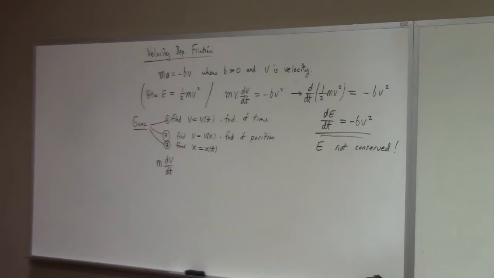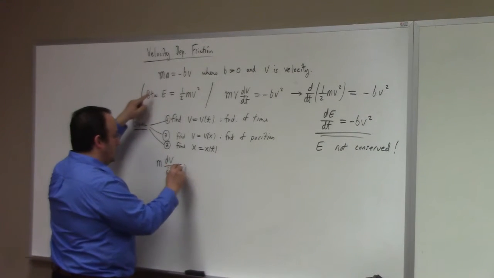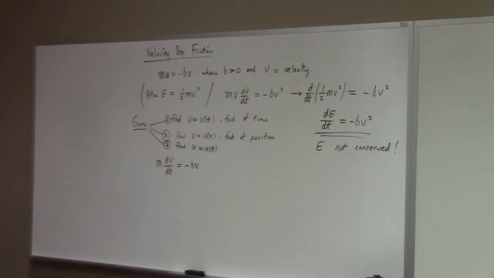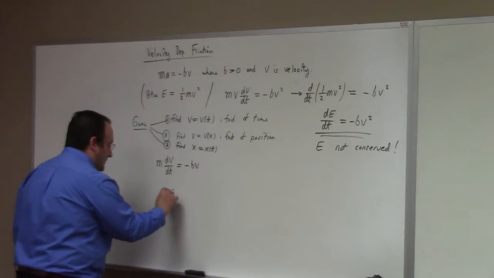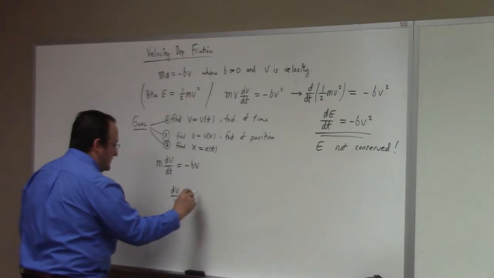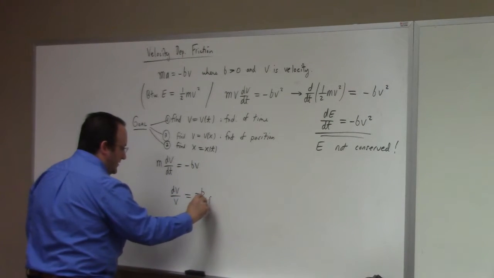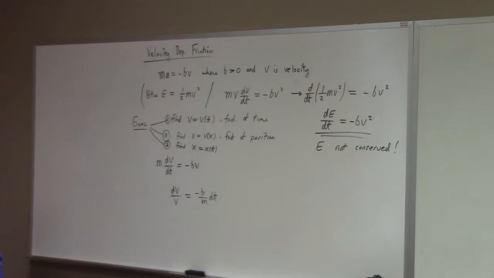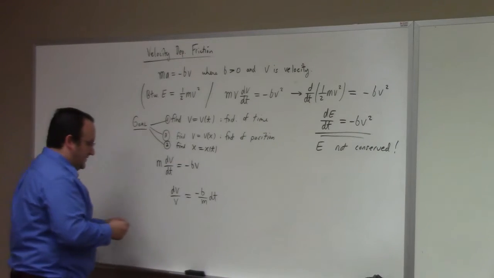All right, so we've got m dv dt equals minus bv, right? This is actually really simple. dv over v equals minus b over m dt. So we separated variables.